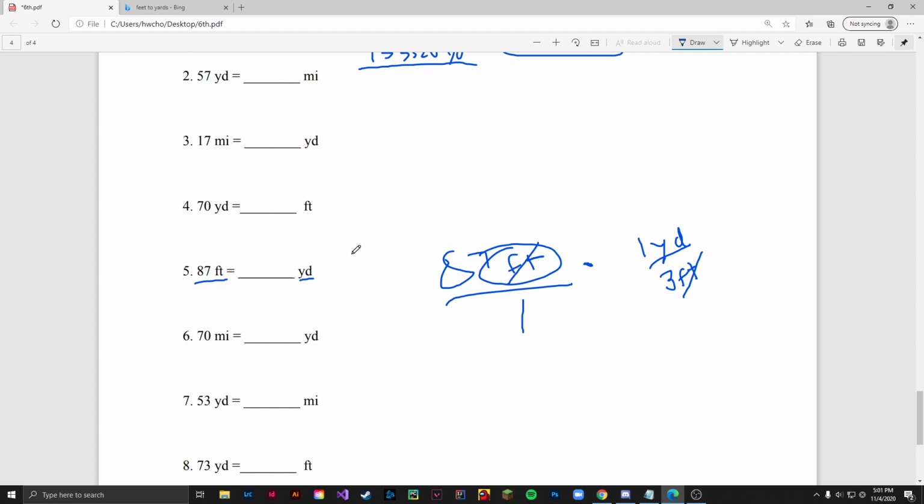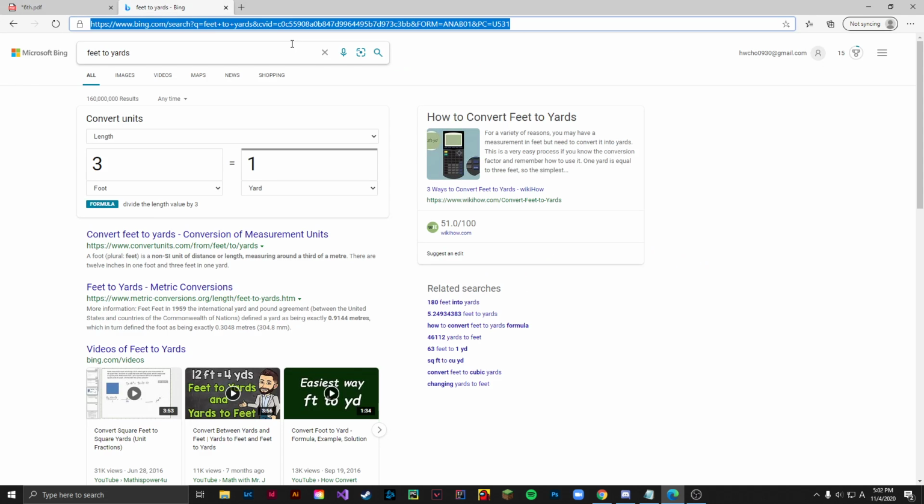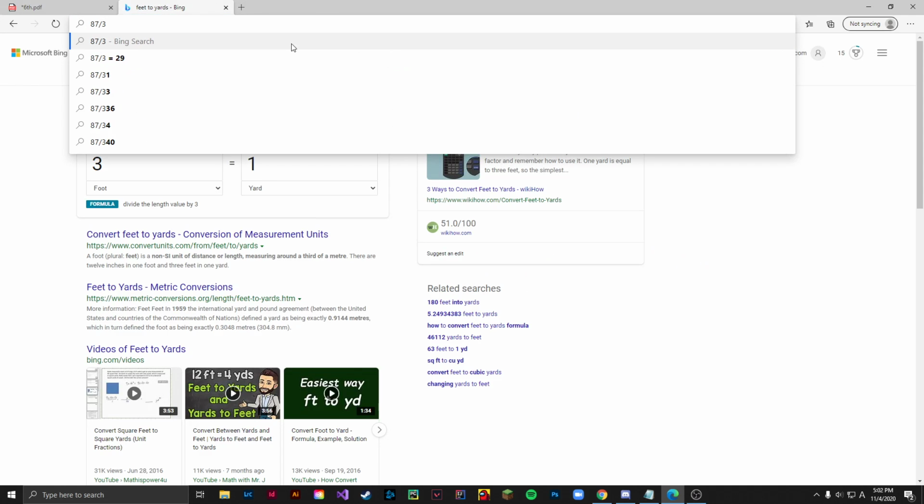That's going to be 69 yards. Wait, that doesn't make sense. Wait, 29. I'm a bit tired. 29 yards, if you do the calculation. 87 over 3. 29 yards.